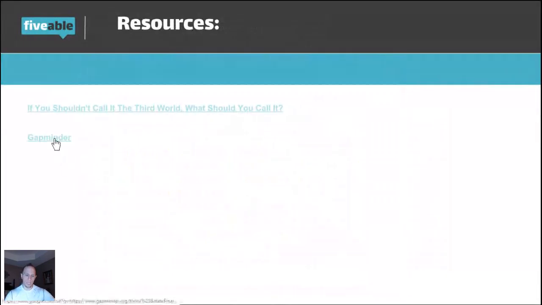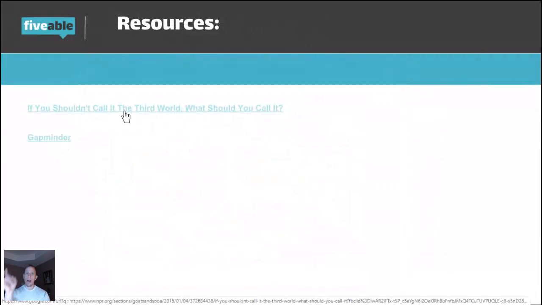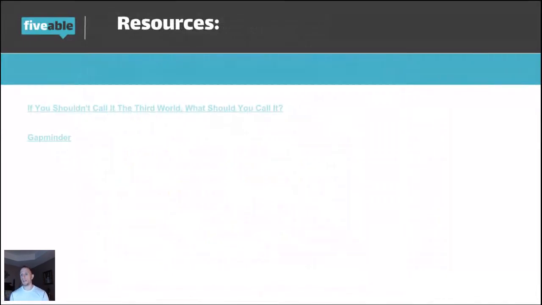Gapminder is the most potent resource I'm going to give you this week, so I would definitely play with that. And this article here is really cool because it goes into the ways that we go about categorizing development. Third world doesn't refer to developing countries. It was a Cold War term, right? So if you guys want a little bit more information about the importance of naming developing and developed countries, I would highly recommend you read that. It's a pretty good read.